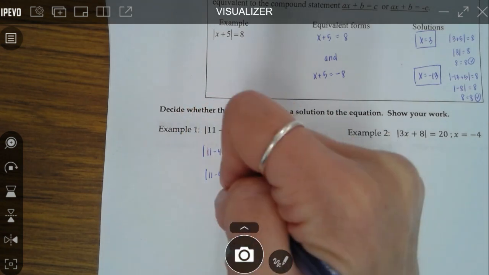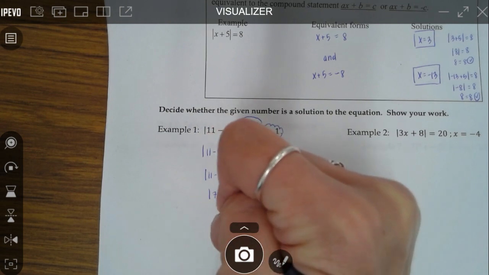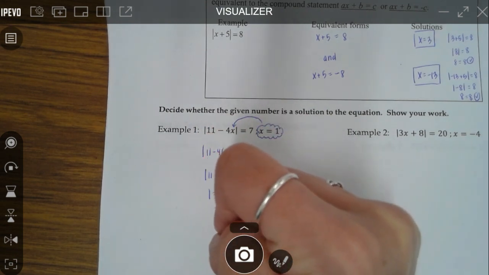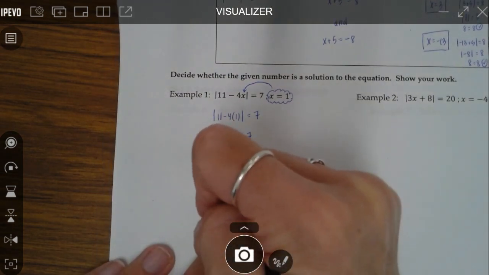So on the inside, 11 minus 4, that's going to give me the absolute value of 7 is equal to 7, and that does give us a true statement. 7 is equal to 7. So that means x equals 1 is a solution.